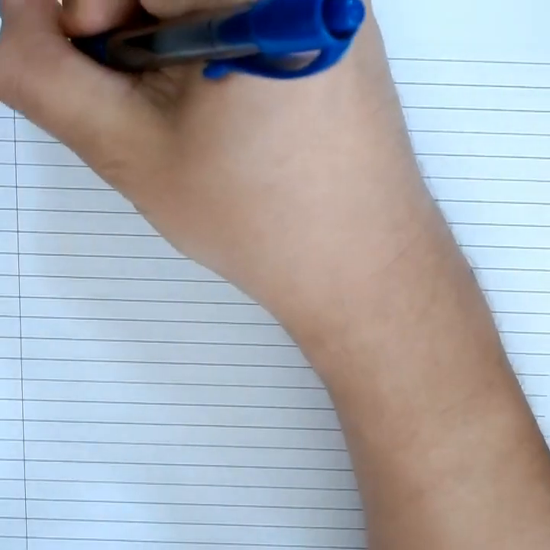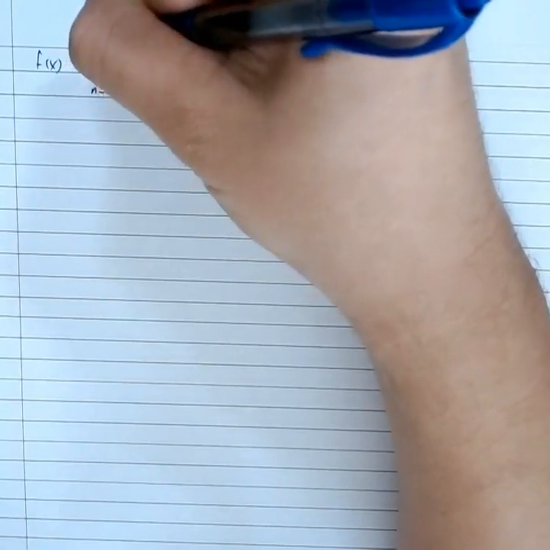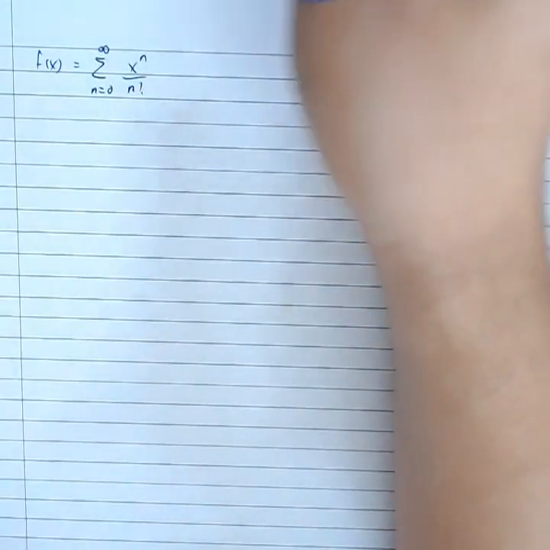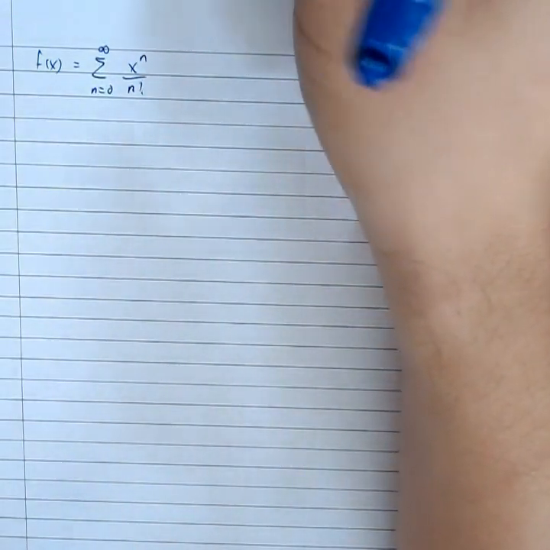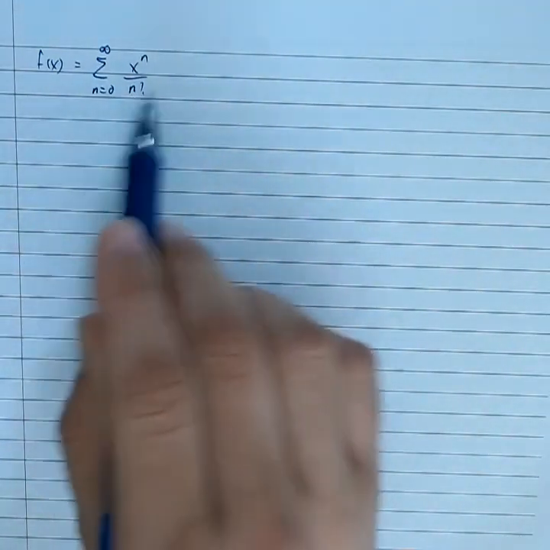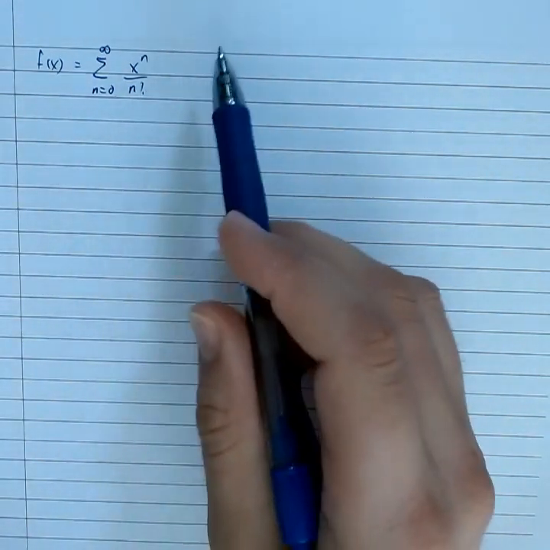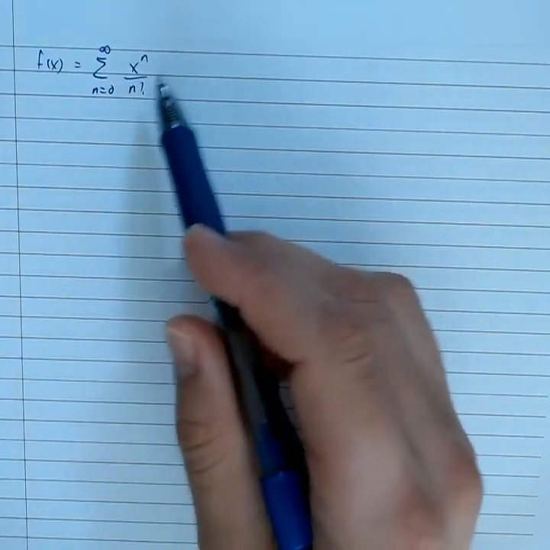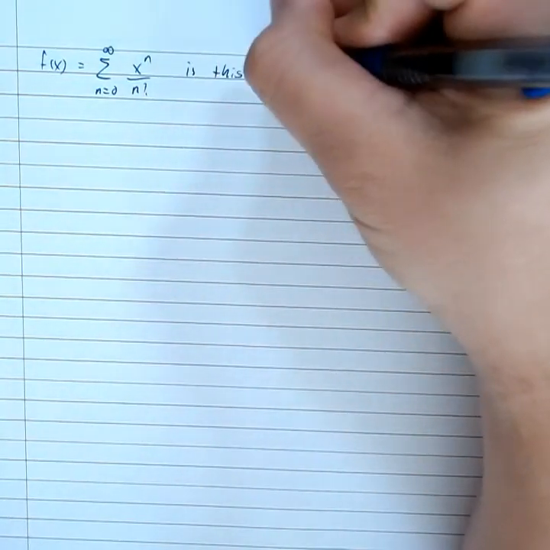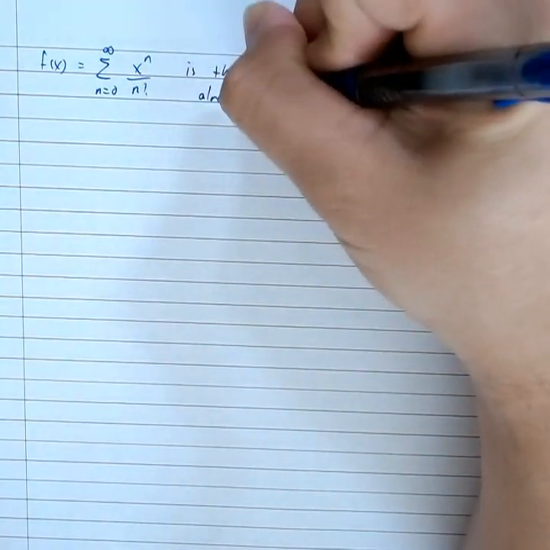If I say f of x is equal to the sum as n goes from 0 to infinity of x to the power n over n factorial, okay, that is a power series, but I've just defined this function using a power series. Is this a function that I already know? Is it the sine of x? Is it the arctangent of x? Is it some other function that we know? Is this a function already known by another name?